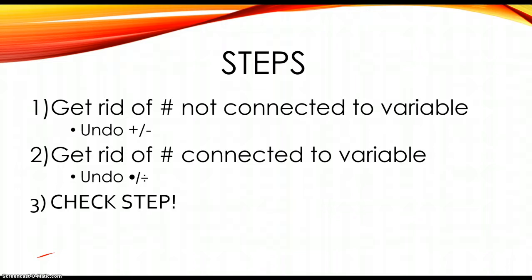Once we've done that, our second step is to get rid of the number that's connected to our variable. The way we do this is either undoing multiplication or undoing division, using the opposite or the inverse operation. And then again, our last step will always be to check our answer. So we will use our check step here as well, and our check step will be at least one step longer than our check steps in our one-step equations.